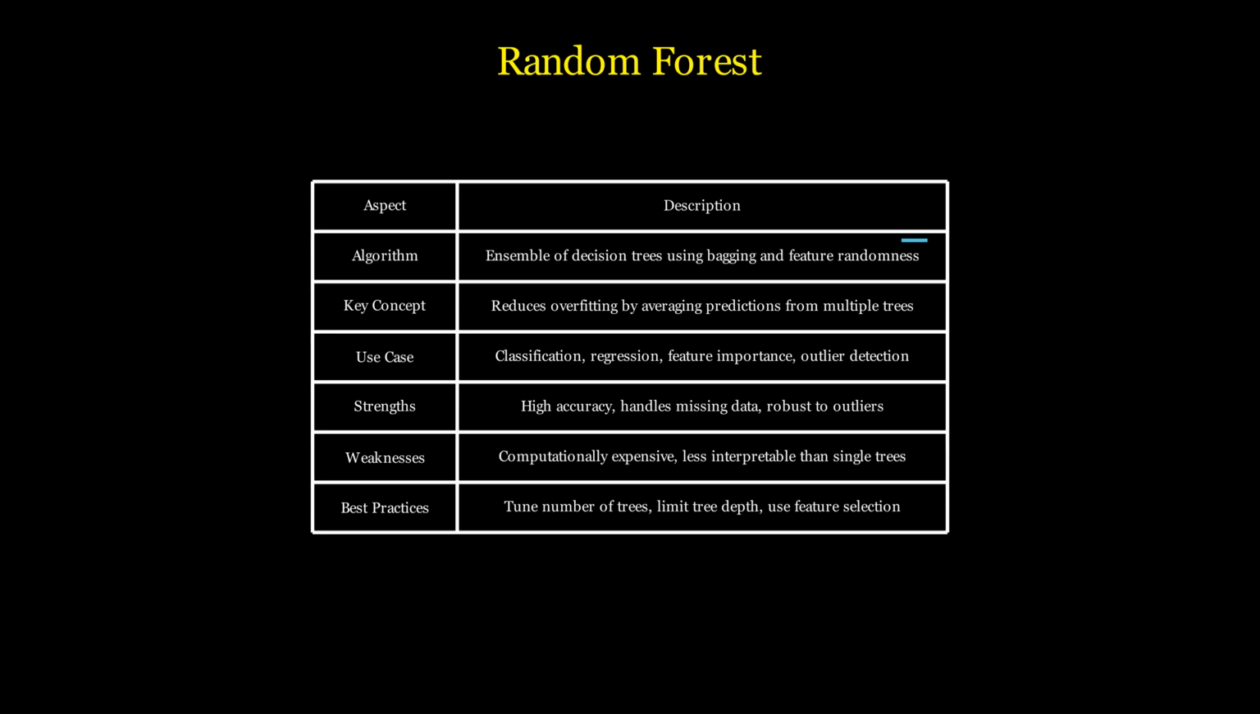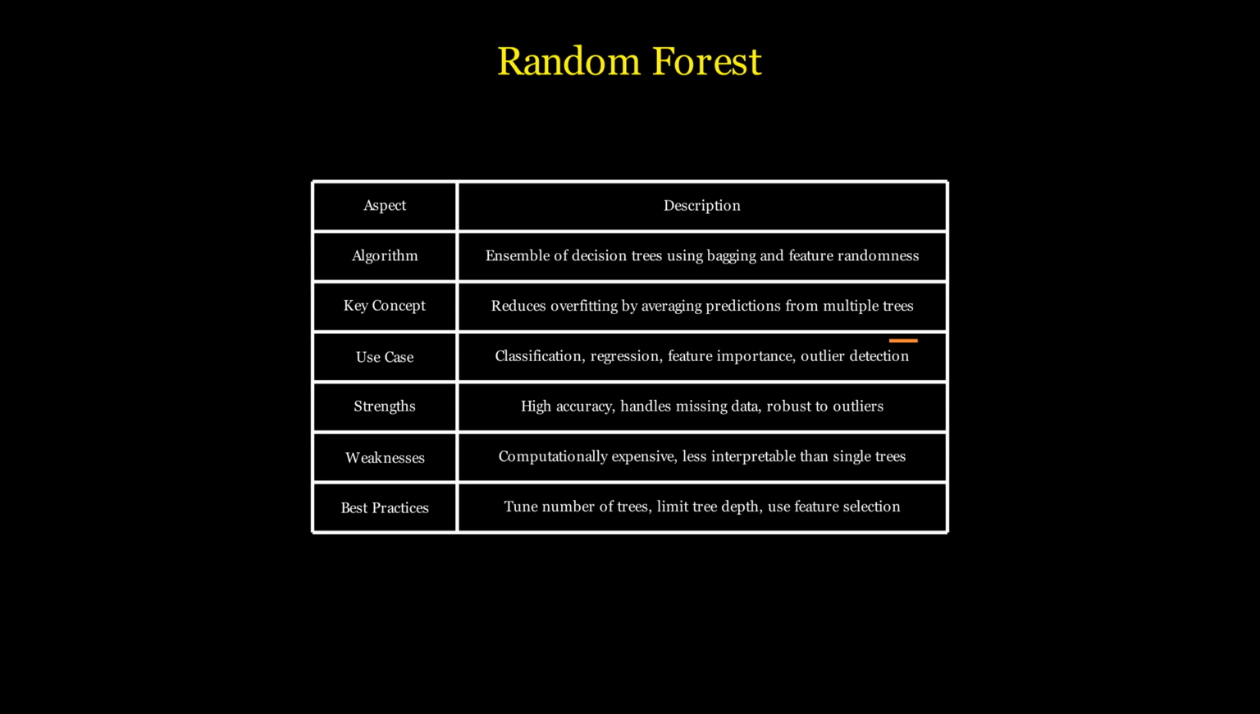Random forest is an ensemble algorithm that builds multiple decision trees using bagging and feature randomness. Each tree is trained on a random subset of the data and features, ensuring diversity. The key concept behind random forest is to reduce overfitting by averaging predictions from multiple trees. This makes the model more robust and generalizable.